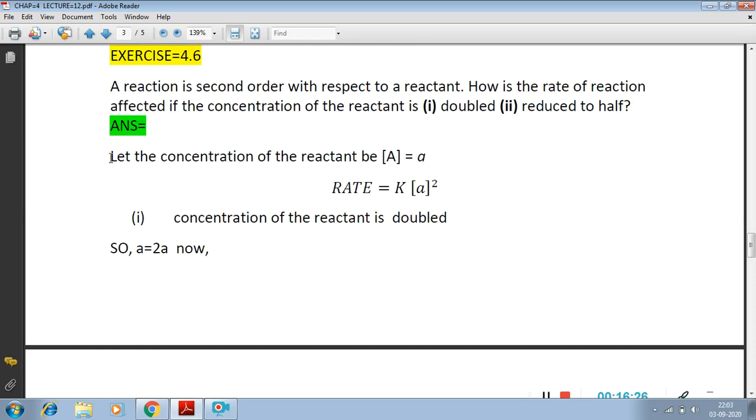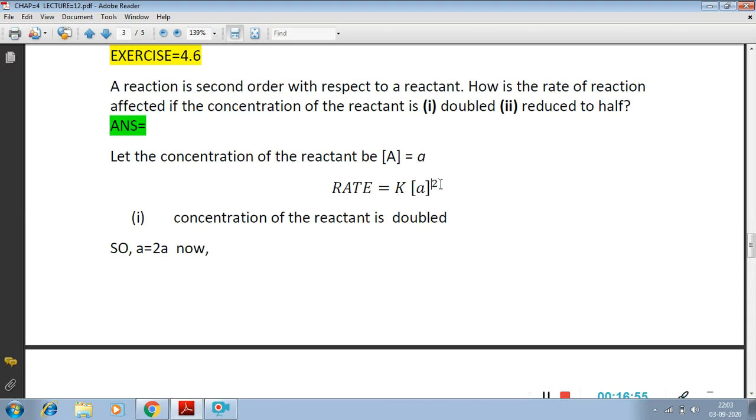So first, assume that the concentration of reactant is equal to small a. So rate is equal to, we can write, K into a raised to 2. Why 2? Because our reaction is a second order reaction. Here it is written, so 2 is there. Rate is equal to rate constant K into concentration raised to 2.